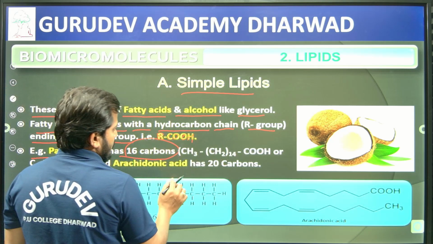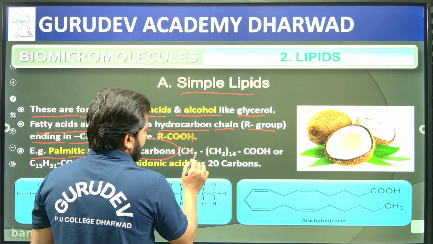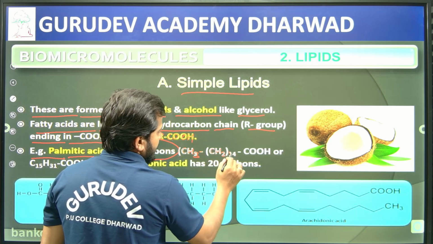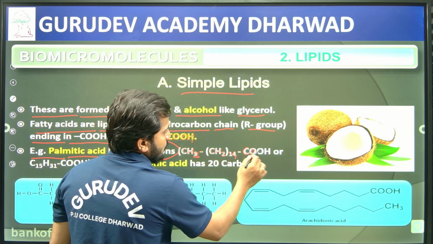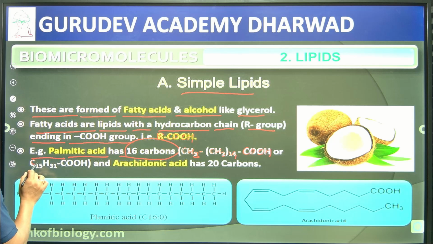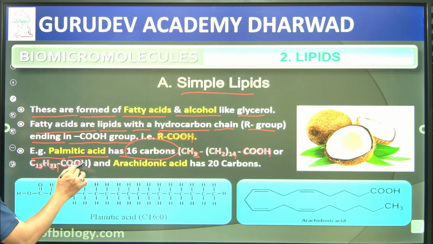So the structure they have mentioned is CH3, right? Then (CH2) raised to 14, then COOH, right? Or we can write it as C15H31COOH, right?